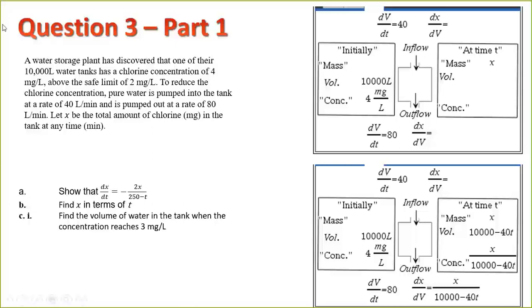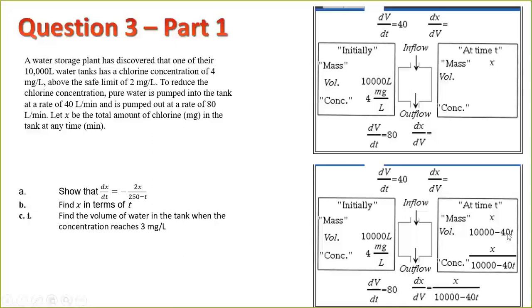So first up, we've got our 10,000 litre tank of our volume. This time, however, we've got a concentration of 4 milligrams per litre. We can put that in our concentration section. The liquid's flowing in at a rate of 40 litres per minute, so there's our inflow dV/dt, and our dV/dt coming out is 80. And like before, to determine the volume in the tank at any time, it's going to be 10,000 plus some sort of change. And we can see from the diagram that the net flow of water will be negative 40. So 40 minus 80 to get negative 40. Therefore, our volume overall at time t will be 10,000 minus 40t.